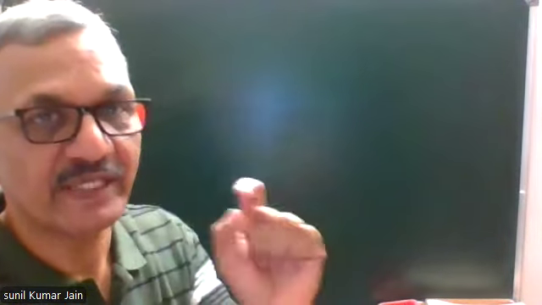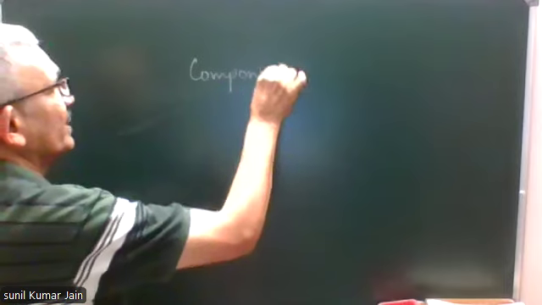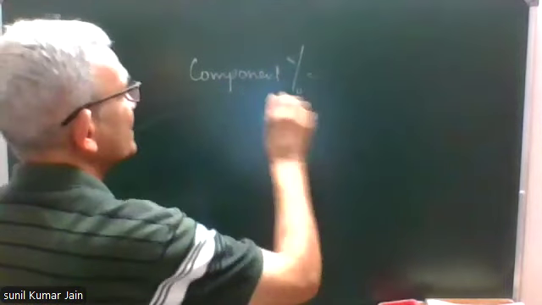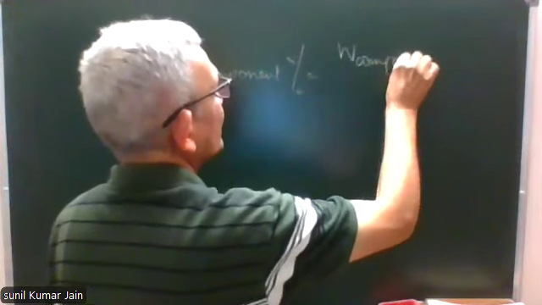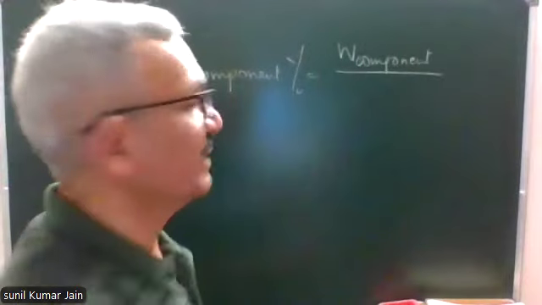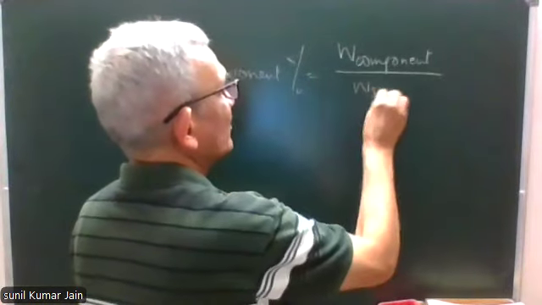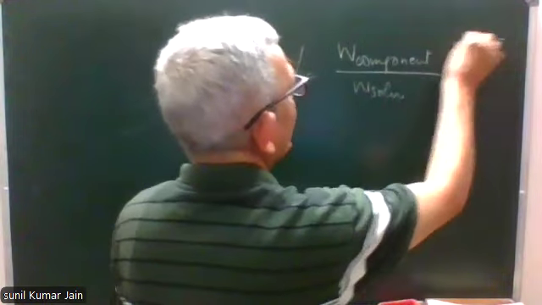Now note down the formula to calculate percentage of any component in the solution. Formula is: component percent is equal to W component, where W component means weight of the component, divided by weight of solution, into 100.